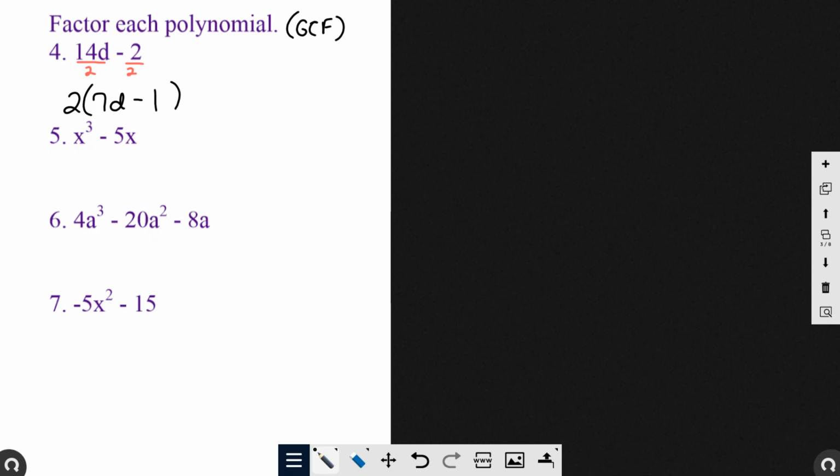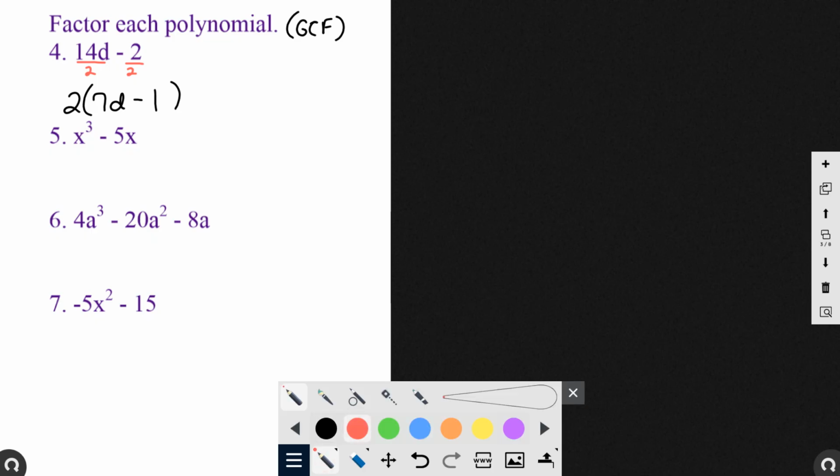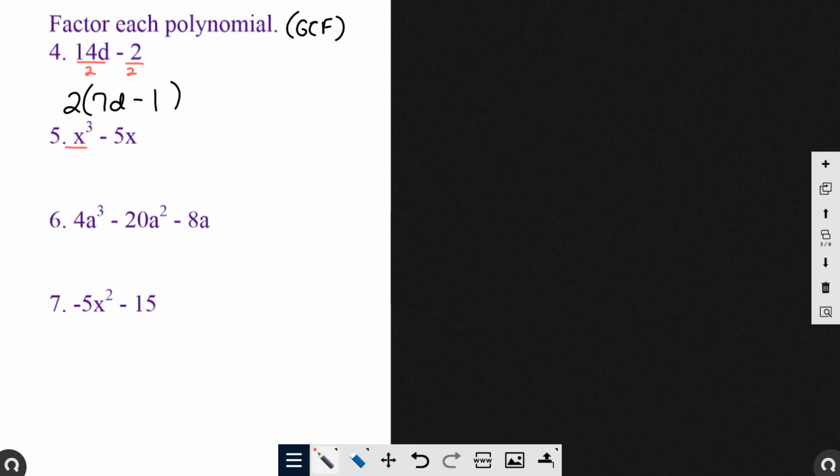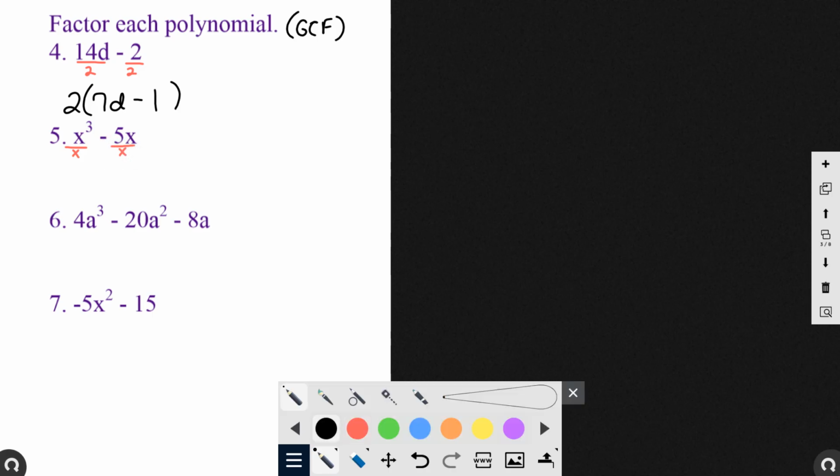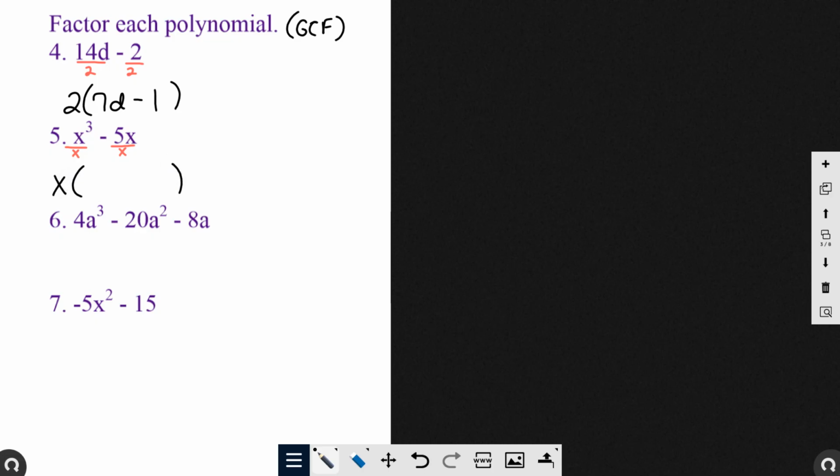All right, write down problem 5. X to the third minus 5x. What would be your GCF of that one? X. They both have a variable, and the smallest variable is x. So we divide both terms by x, put the x on the front, and divide it out. Now, what do you do if there is a power over a power? Subtract. So what do I get inside my parenthesis? And what comes next? Minus 5.